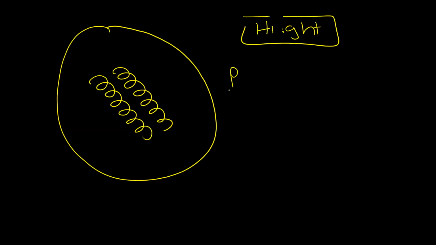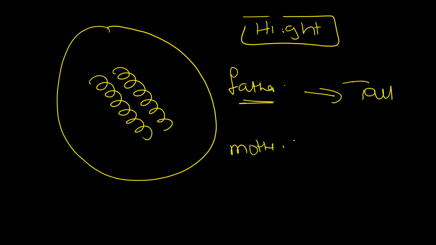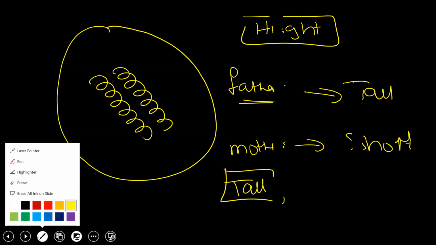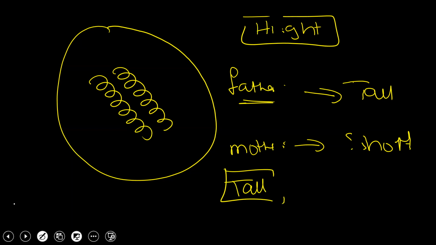Let's say your father is tall, and your mother is short. Now the question is, why did you turn out to be tall? You inherited a pair of chromosomes from your parents. You inherited one chromosome from the mother and the other chromosome from the father.